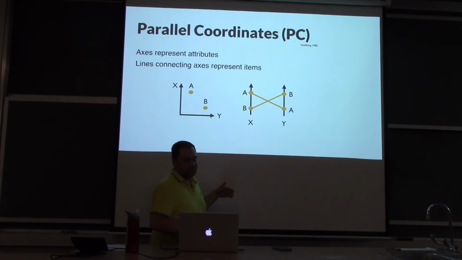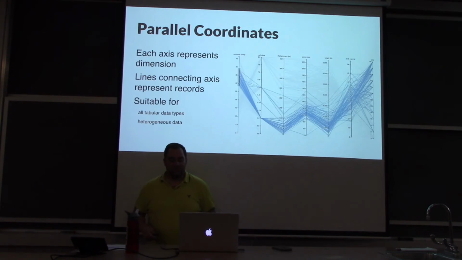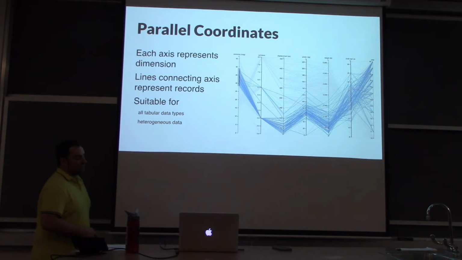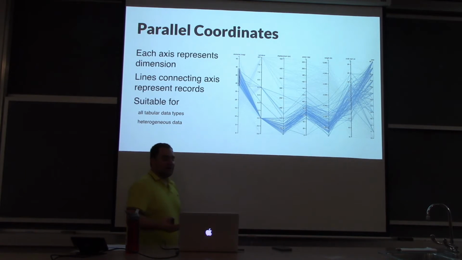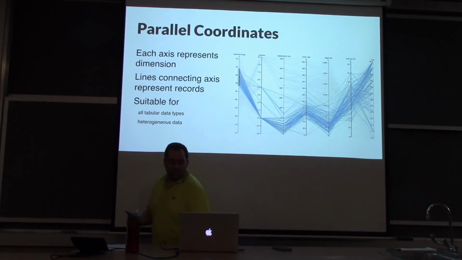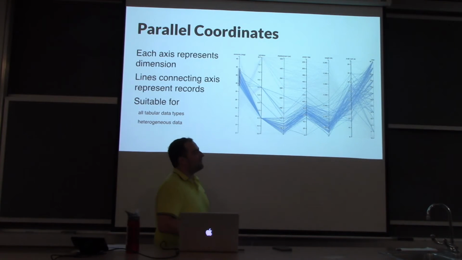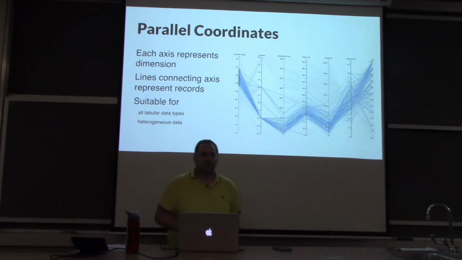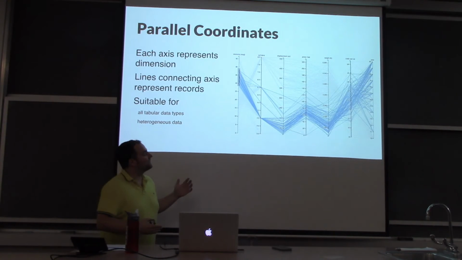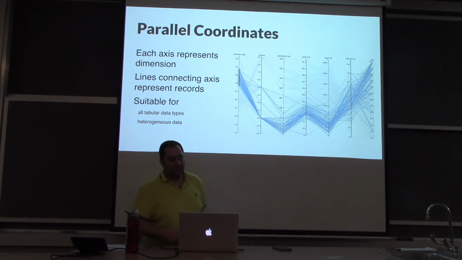And what makes parallel coordinates nice here is that I can continue on with more dimensions on the right. So here I give a larger example. Each axis represents one dimension and the lines connecting the axes represent the vectors. This is a great technique because it is suitable for all tabular data types. Unlike a heat map, for example, we can plot categorical data here, we can plot data of different types. You can basically fit anything on these axes.